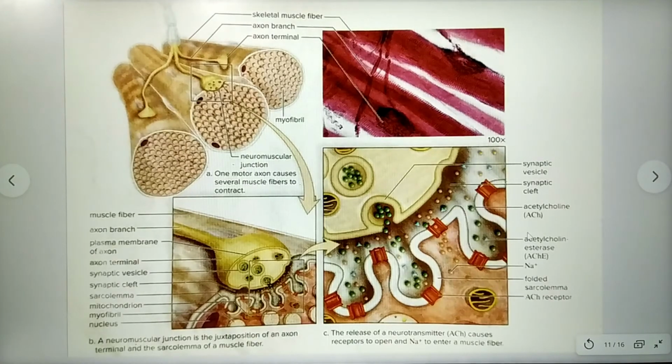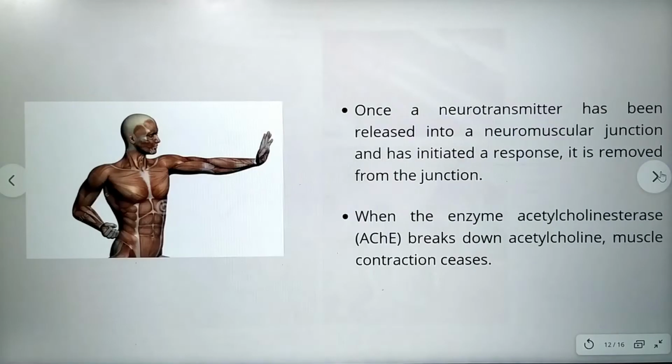So if you look at this picture, this blue triangle is acetylcholine esterase. So this enzyme will break down the acetylcholine in the synaptic cleft after the acetylcholine has done its work. So now I will pass to Zul.